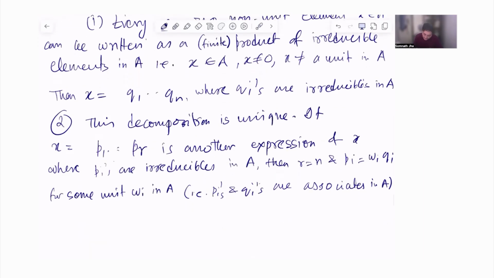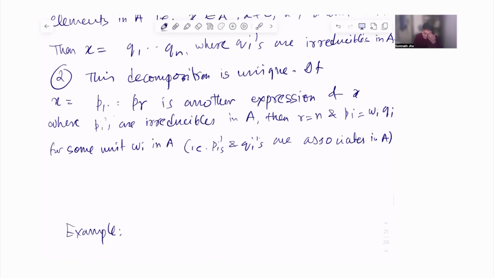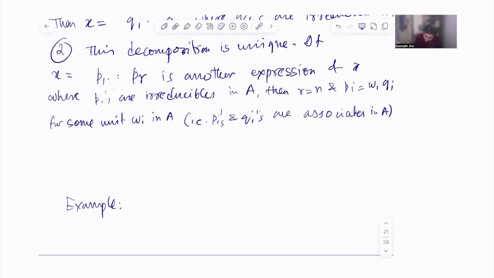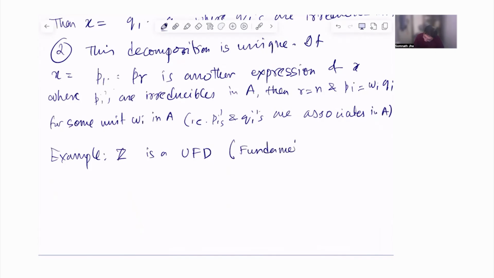See, in this expression, up to a unit you cannot say anything. So let's take an example; maybe it will be a bit clearer. Example: Z is a UFD. If you remember, last class I talked about the fundamental theorem of algebra. This is called the fundamental theorem of arithmetic.